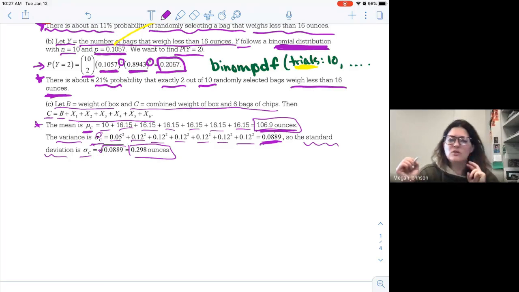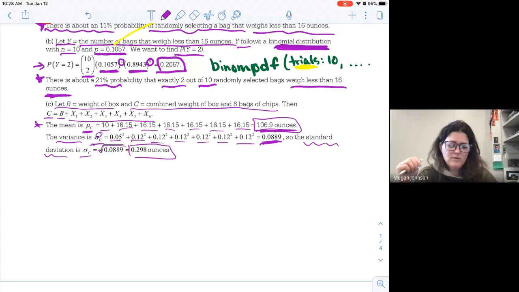Okay, so they're testing your knowledge in this question of being able to combine means and standard deviations. Combining means is easy. Combining means makes so much sense in our head. You just take the means and add them up. When you are combining standard deviations, you can't just add the standard deviations. You have to add the variances and take the square root.